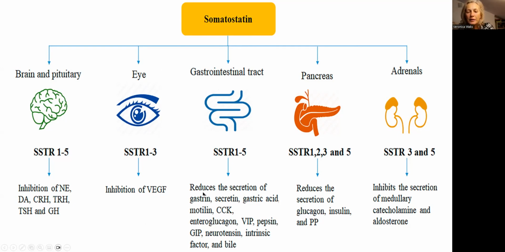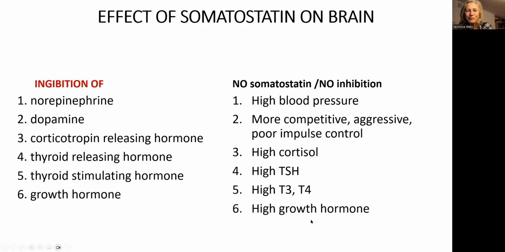On the gastrointestinal tract, it reduces the secretion of gastrin, secretin, gastric acid or hydrochloric acid, and decreases production of motilin and CCK. On the pancreas, it reduces the secretion of glucagon, insulin, and pancreatic polypeptide. And finally, on the adrenal gland, it inhibits the secretion of medullary catecholamines. Catecholamines are dopamine, epinephrine, and norepinephrine, and aldosterone. Now, let's look a little bit more into details.